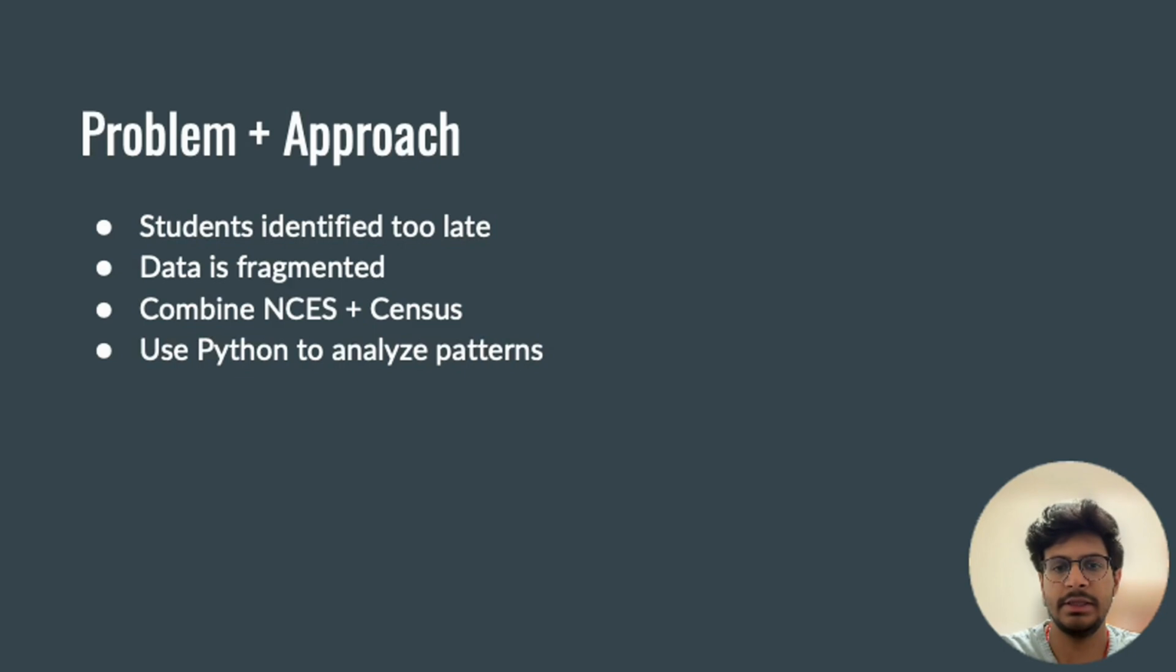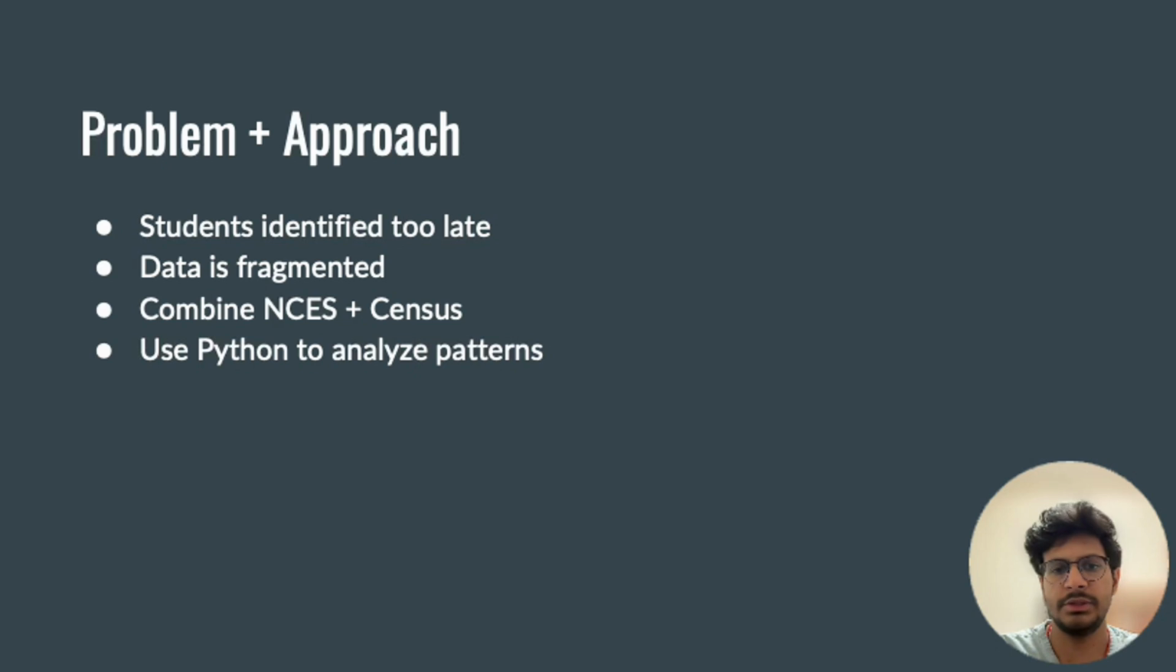Another issue is that data is fragmented, meaning it exists in different places and is collected separately. For example, the academic data might be stored separately from the demographic or the socioeconomic data of the students. Because of this, schools are not using all of the available data and information effectively, and most of the time they're looking at each data set separately instead of looking at them combined.